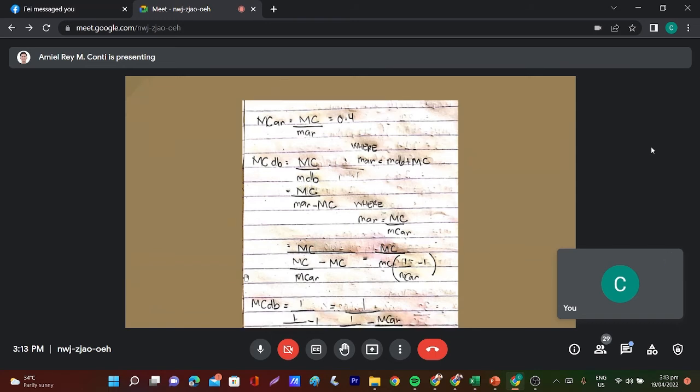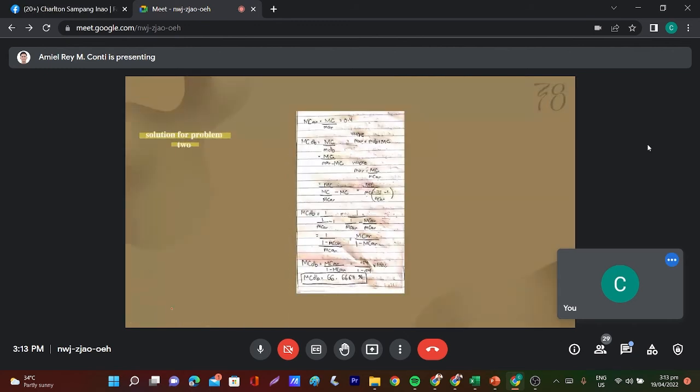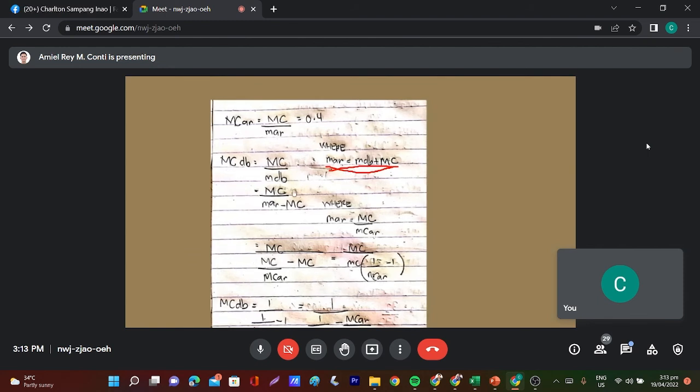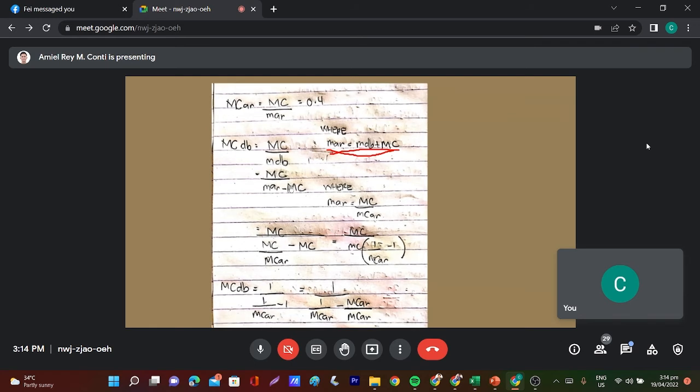We get the equivalent of the dry basis mass from this formula: mass as received is equal to mass dry basis plus moisture content. So we manipulate this and get mass as received minus moisture content. After that, we can convert the mass as received using the earlier formula: moisture content as received is equal to moisture content over mass as received.